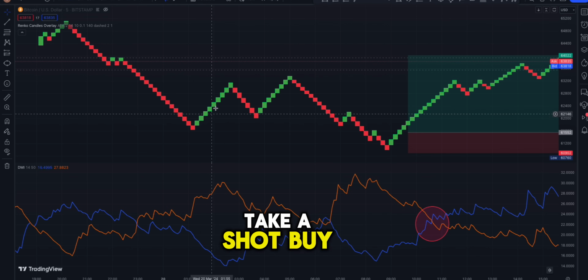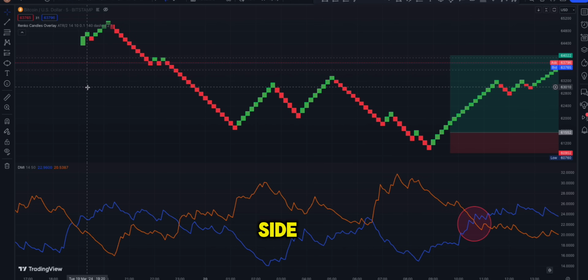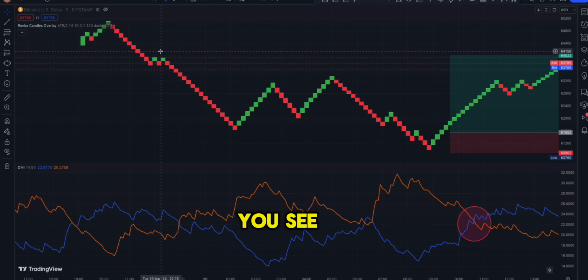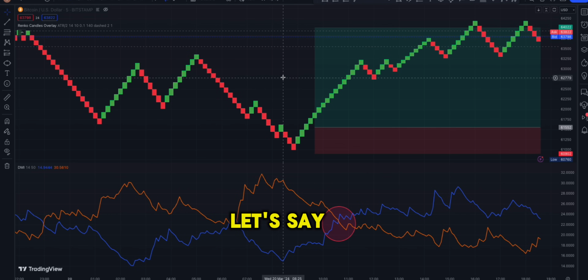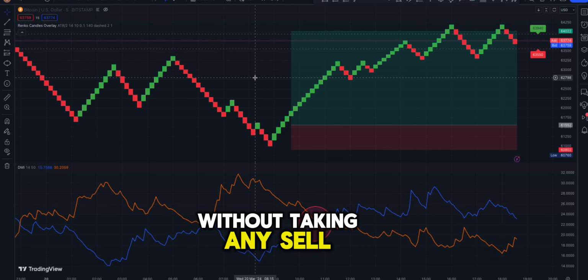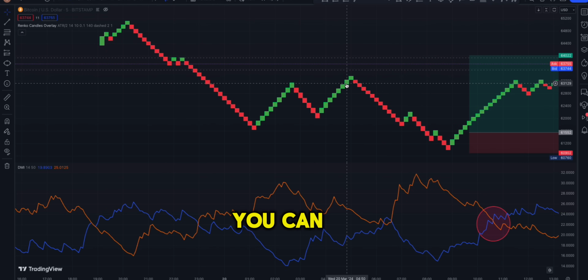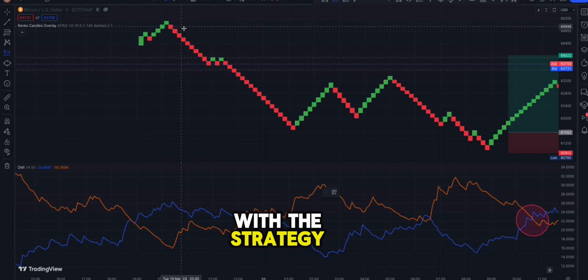We have opportunity to take a short position around the side, and you see there's a crossover around this side also. We have opportunity to take in our sell position. You see how it works. So if the major trend of the market, let's say, is a buy position, you can just strictly go by buy positions without taking any sell position. But if you are a scalper and want to scalp, you can take both buy and sell market with this strategy. You can take both.